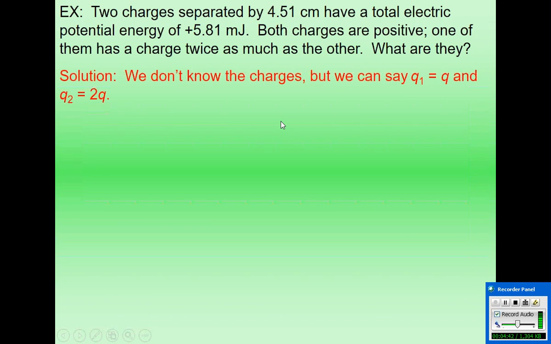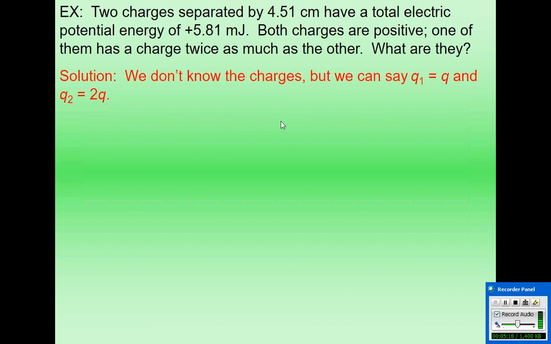Let's take a look at this question right here. We have two charges. The separation between them is 4.51 centimeters. They have a total electric potential energy of positive 5.81 millijoules. We're told that both charges are positive, and we're told that one of the charges is twice as much as the other. And the question is, what are those charges? So we don't know what Q1 is, and we don't know what Q2 is, but we are told that one charge is twice as much as the other.